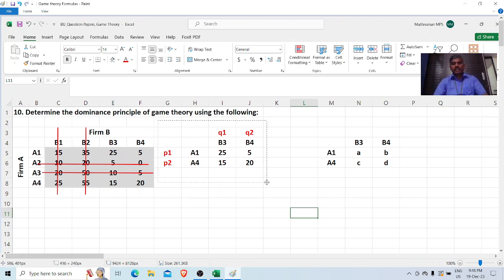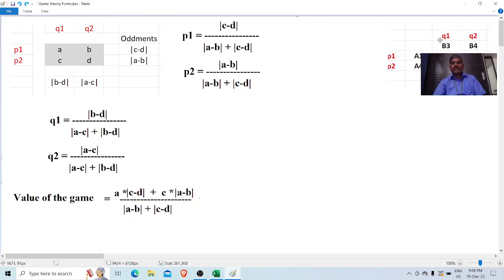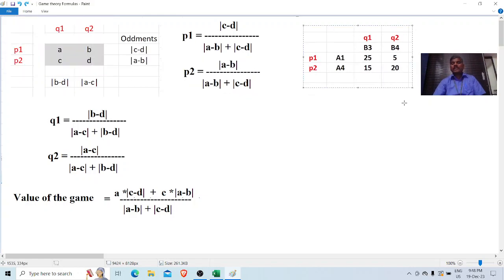Here we have the table and values. We have to find the oddments. So A, B, C, D. We have to find the modulus of A minus B, C minus D, A minus C and B minus D. We'll find the values and write them corresponding to this table.